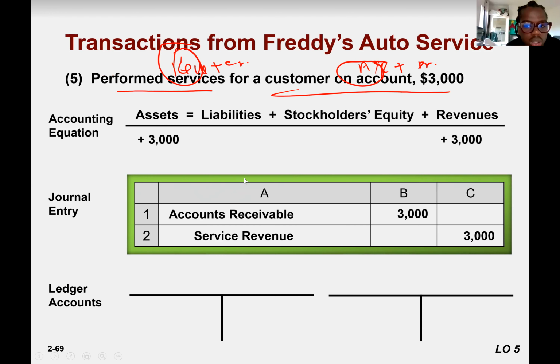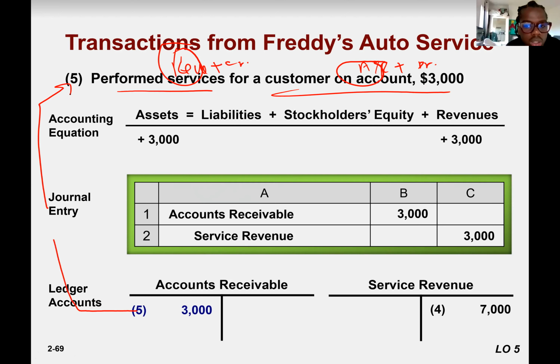Right, Lota? Okay. So we know that for account receivable we don't have any previous account, so we open a T account. Debited through the fifth transaction. So you write it down here. Service revenue, we already have the account. This is coming from the fourth transaction, 7,000 now. From the fifth, it is 3,000. We are just posting, right? We took these numbers and put them here in T accounts.